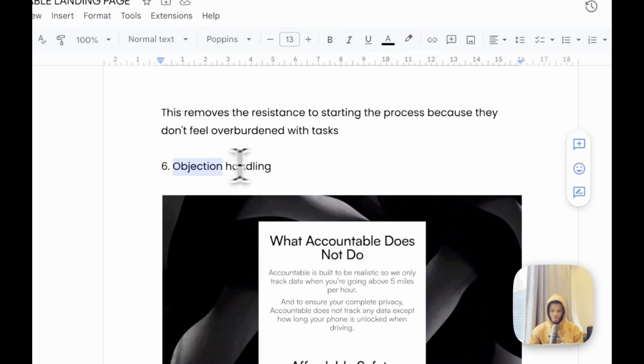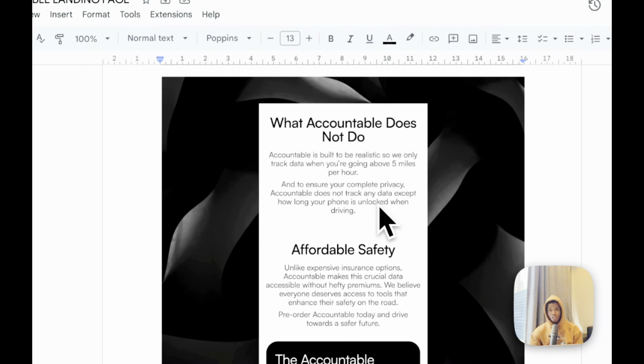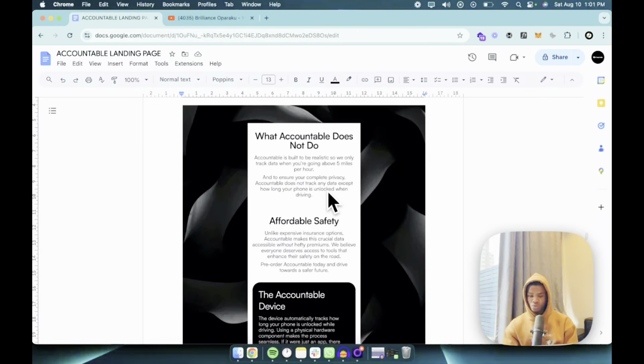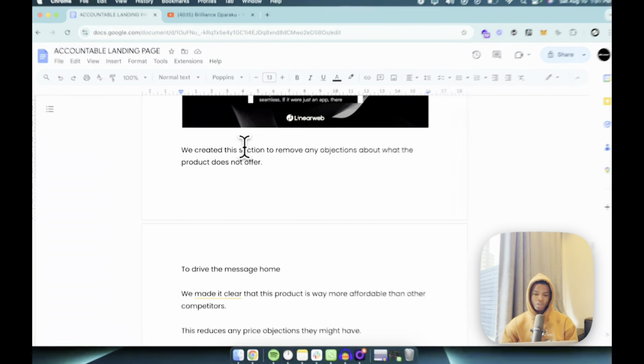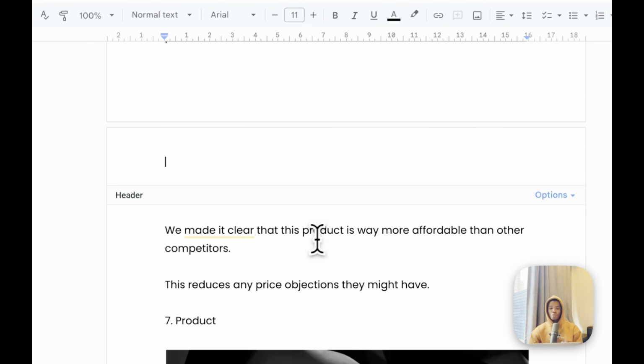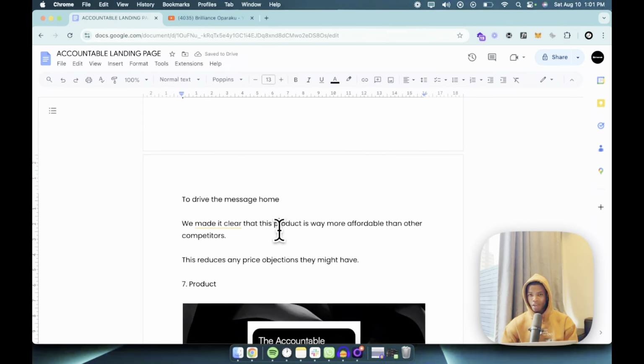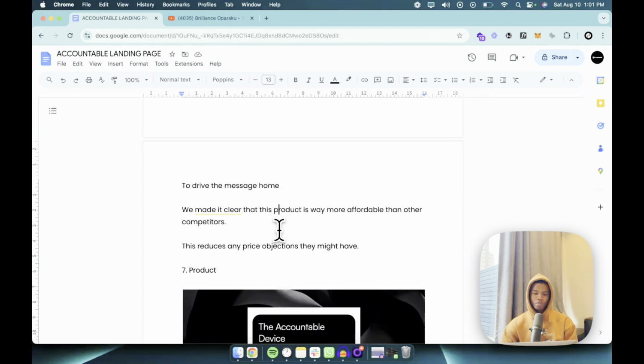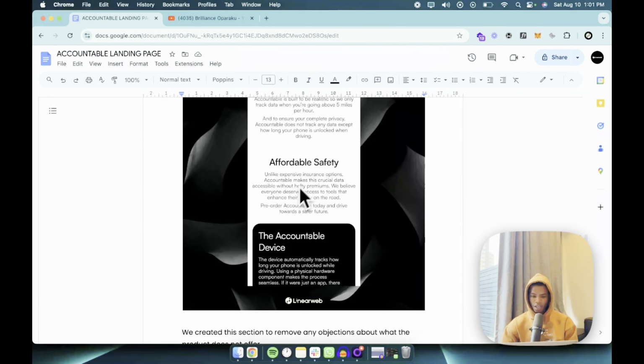The next section here is objection handling. We're trying to let them know this is what Accountable does not do. Accountable is built to be realistic, so we only track data when you're going above 5 miles an hour. We created this section to remove any objections about what the product does not offer. Also, we're making it clear that this product is way more affordable than other competitors. This reduces any price objections they might have, and that's what we did here.